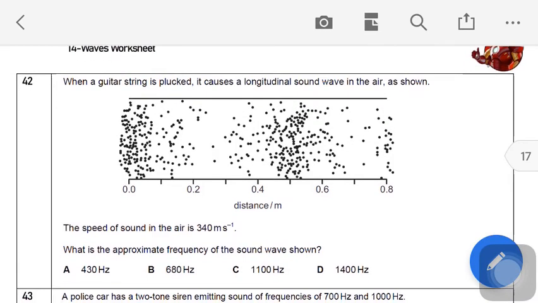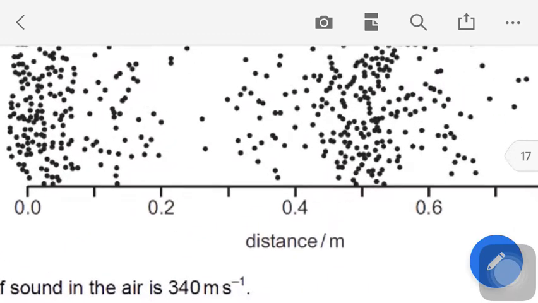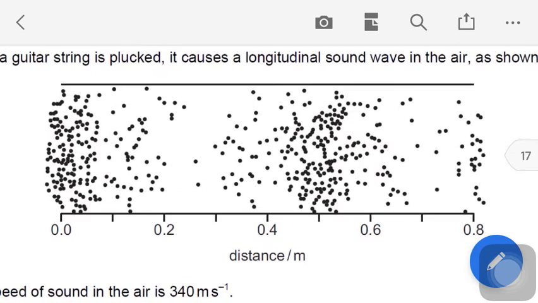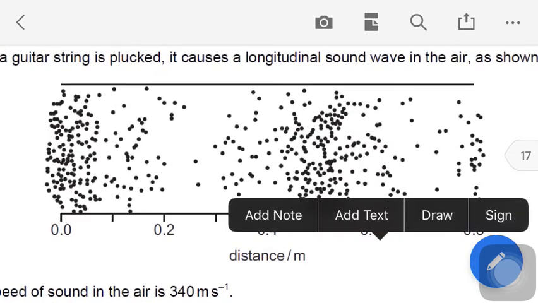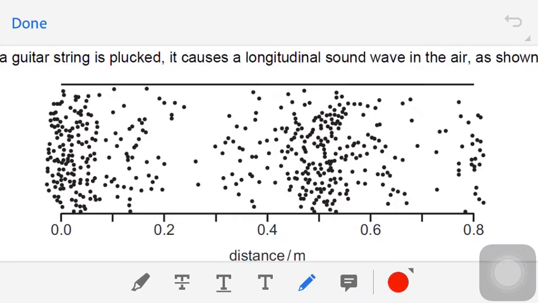So we are trying to look at question number 42. Now this is an easy question, except the only difficulty is identifying the center of two consecutive rarefactions or compressions. Now I think it's easier to identify the centers of compression first. Like one compression is here, the other compression is like here.